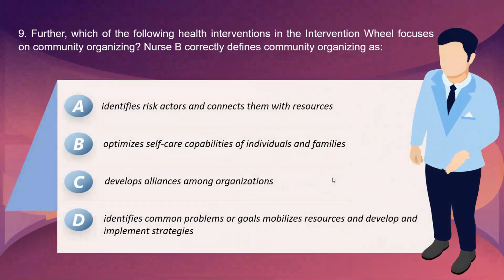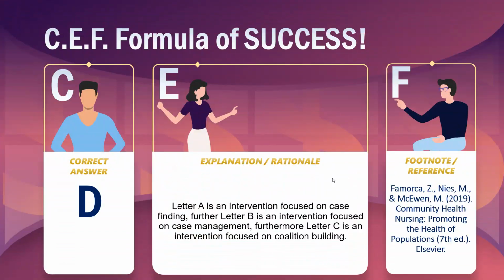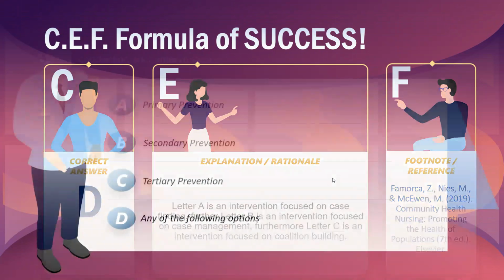Number 9. Further, which of the following health interventions in the intervention wheel focuses on community organizing? Nurse B correctly identifies community organizing as: identifies risk factors and connects with resources, optimizes health self-care capabilities of individuals and families, develops alliances among organizations, or identifies common problems or goals, mobilizes resources, and develop and implement strategy. The correct answer is letter D, because letter A is focused on case finding, letter B is focused on case management, and letter C is focused on coalition building. So number 9 is letter D.